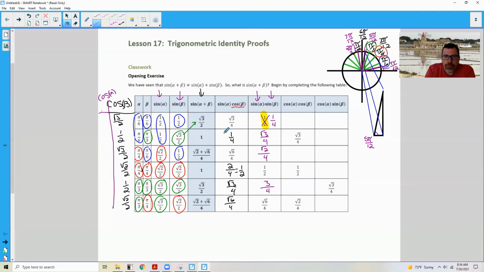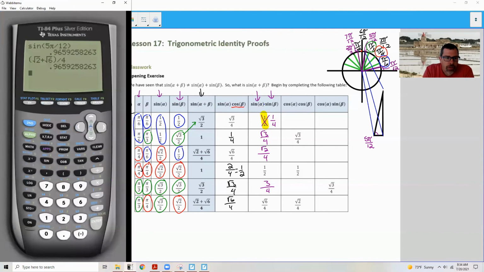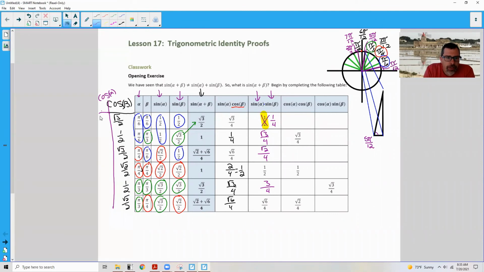So the cosine of this first column right here, the cosine of pi over 6, I'll put in my calculator. Cosine of pi divided by 6 is 0.8660. What is 0.8660? Okay, root 3 over 2 is 0.8660. So that is the square root of 3 over 2. The cosine of beta and the cosine of alpha is going to be the same, right? Because cosine of beta was pi over 6, alpha pi over 6. So I didn't really even need to do that in the calculator.